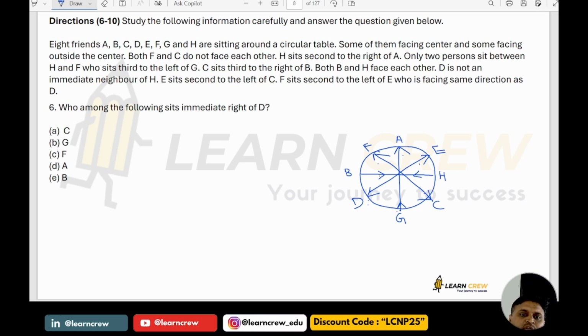Who among the following is immediate right of D? Who is the immediate right of D here? Immediate right of D is B. So option E is correct.